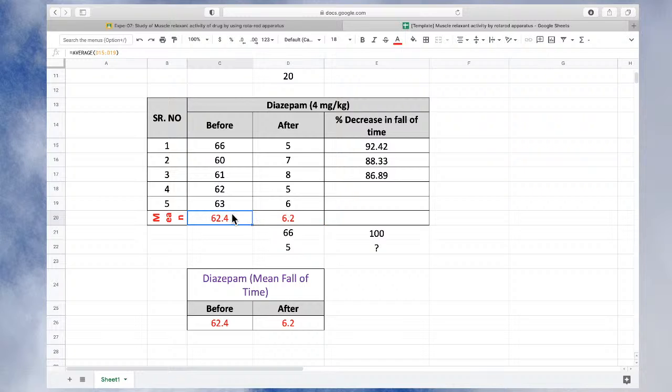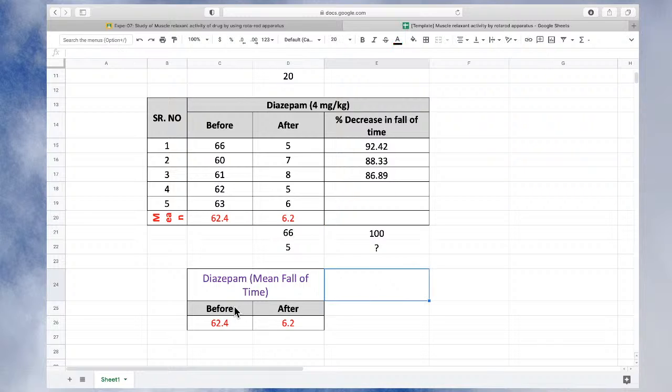Now suppose before as well as after it is almost the same, or before it is less and after it is more, what does it indicate? The drug is not a muscle relaxant in nature. So whatever test drug you have used, it is not a muscle relaxant. Okay, it has some other activity. So this is how you can identify the drug with muscle relaxant activity.